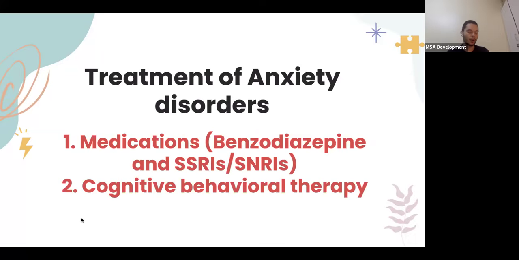Because SSRIs are slowly acting, they take time to start working. They take a period of 2 weeks. For the first 2 weeks, you need a rapidly acting drug, which is benzodiazepine. So you start the patient on benzodiazepines for more than 2 weeks until SSRIs start working.